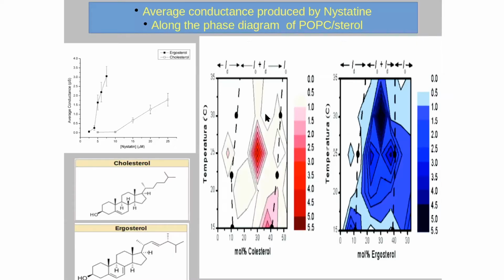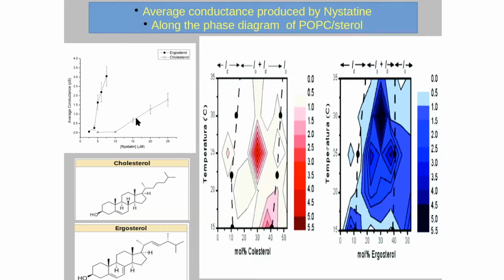And here you see, for instance, this is nystatin, actually. If you have a membrane, and this is simply a bilayer of POPC and just the sterol, ergosterol or cholesterol, and you see how the conductance on the bilayer is increasing.